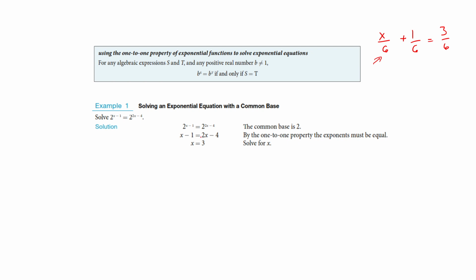The x minus 1 can just be set equal to the 2x minus 4. Now, we solve that in the traditional way. We're going to get x is 3.